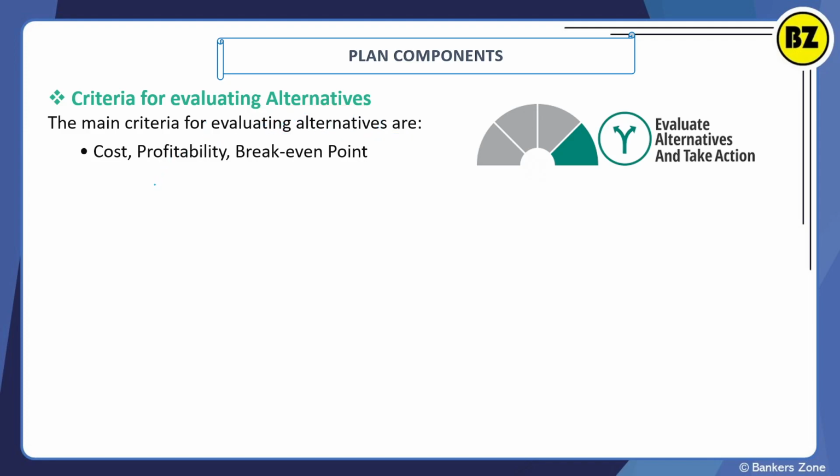So see, it may be the cost of that alternative, it may be the profitability or the break even point. What is the break even point? That means it is a point where your cost of production is equal to the selling price. Okay, that means cost price is equal to selling price. So that point is break even.